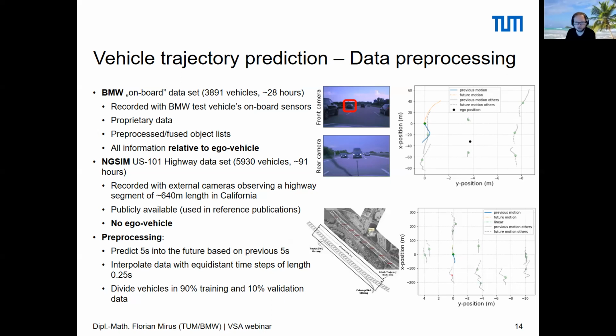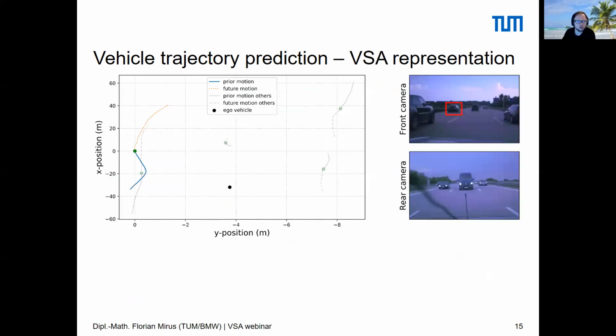For training and testing, I divided the vehicle samples into 90% training and 10% testing. So now let's look at one example scene and how we could encode this in a vector symbolic architecture type representation.